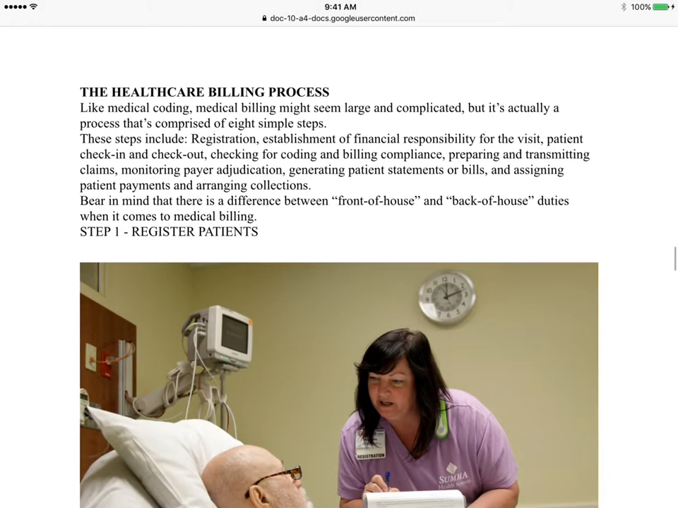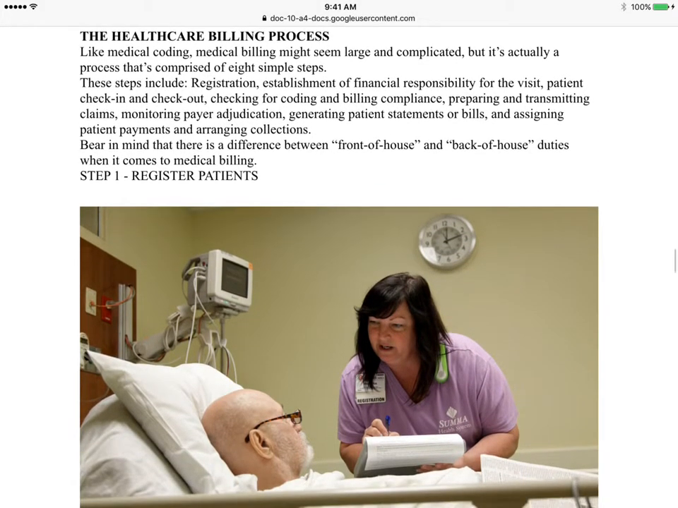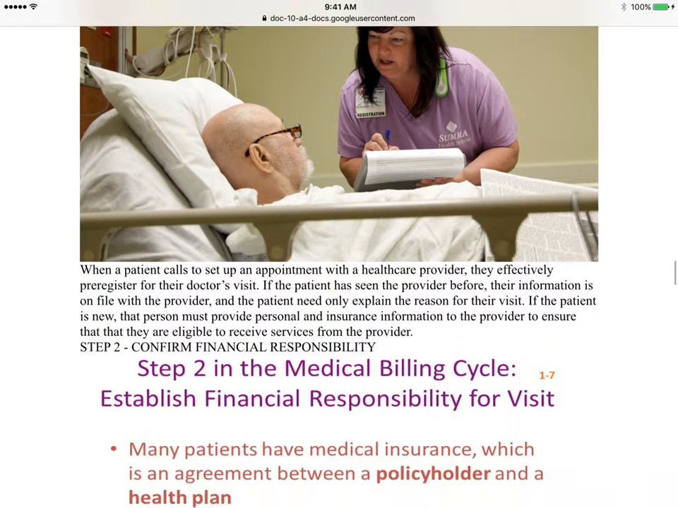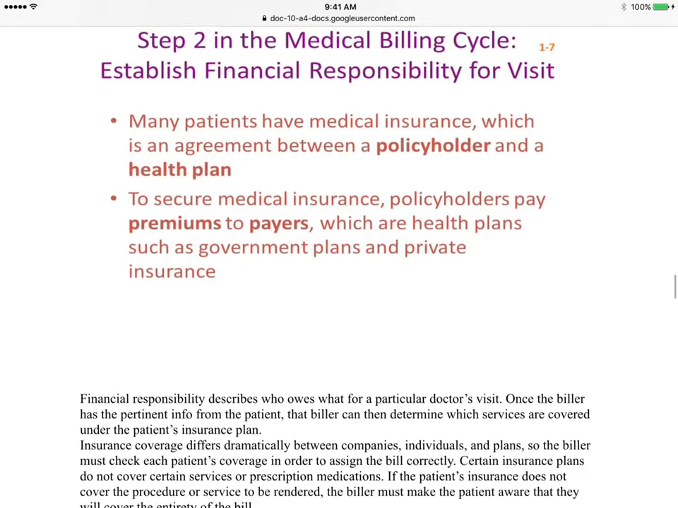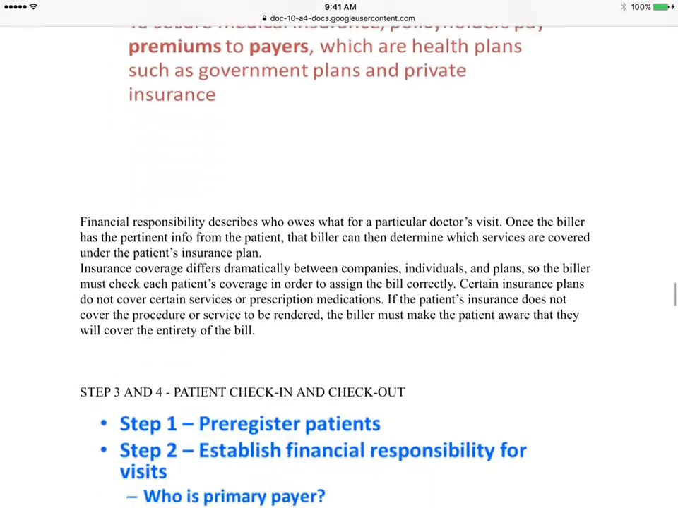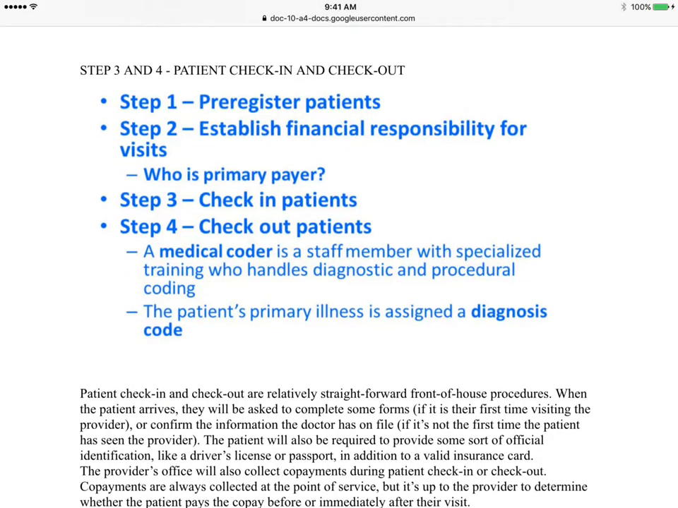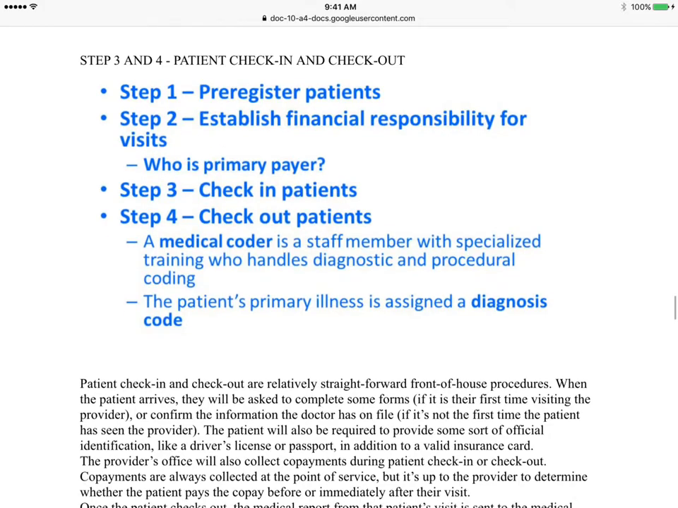Now let's take a quick look at the healthcare billing process. Patients get registered. Pretty straightforward. But here's where it gets a little complicated: establishing financial responsibility for the visit. If you don't have a policyholder or an insurance company, you are responsible, and you sign off to that effect, that you are responsible for all your treatment. Then comes step 3 and 4. When you check out, a medical coder assigns a diagnosis code to all of your primary illnesses.